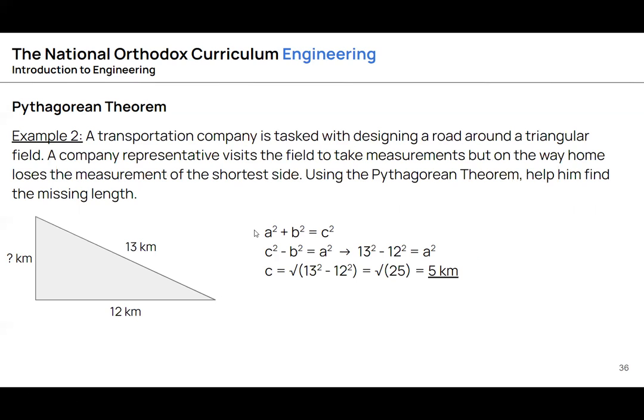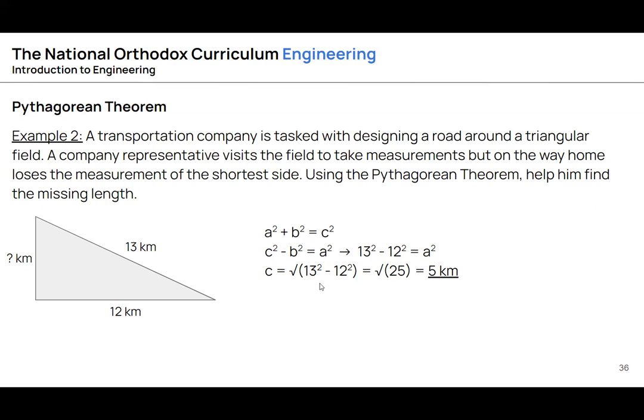Once again, the equation is the same. A squared plus b squared equals c squared. We can rearrange it to find that shorter side, a. c squared minus b squared equals a squared. Or if we plug in the numbers, it's then 13 squared minus 12 squared equals a squared.